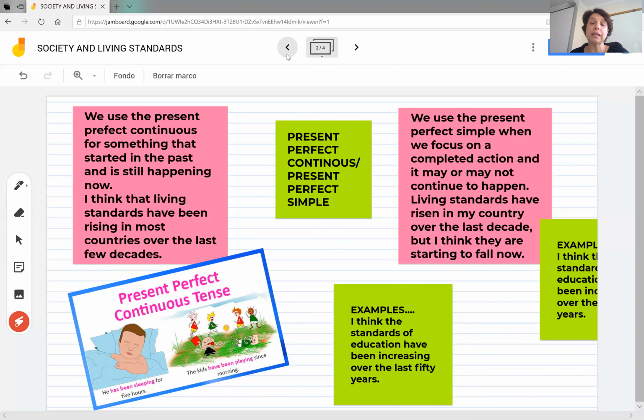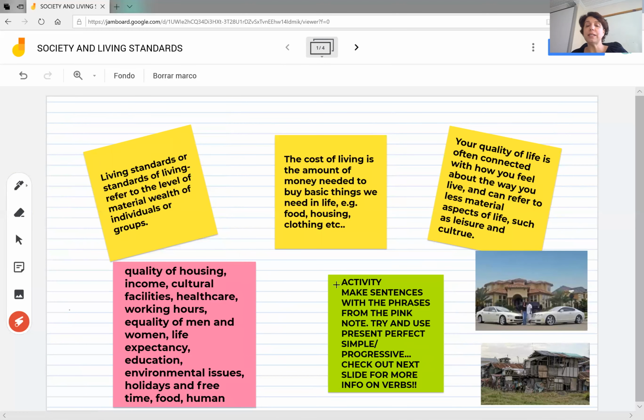You go back, and I want you to make sentences, as it says here, with the phrases from the pink note, using this one here.